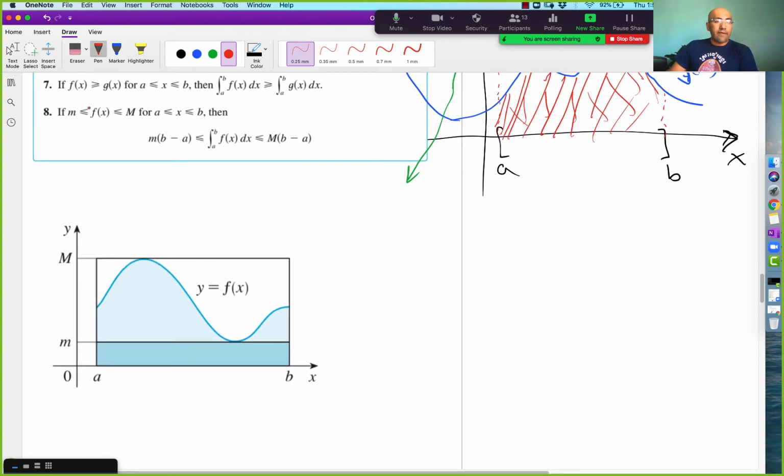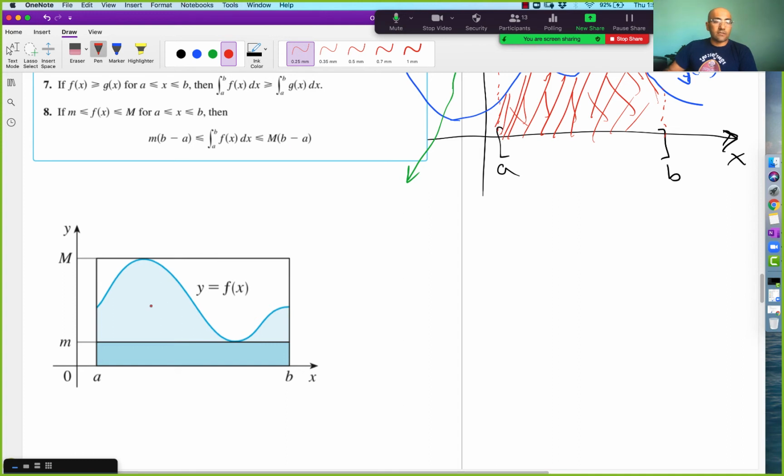Okay, so if f of x is trapped between lowercase m and capital M, right? So on some interval from a to b. So lowercase m is the smallest value of the function in that subinterval, and capital M is the largest value experienced by the function in that interval. Then it must be true that the area underneath the curve is somewhere between these two rectangles.